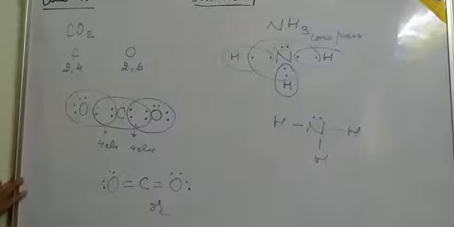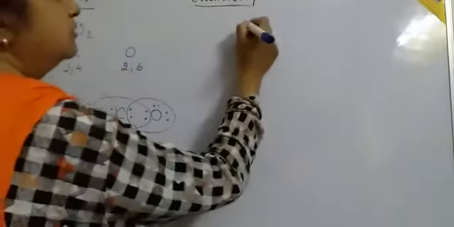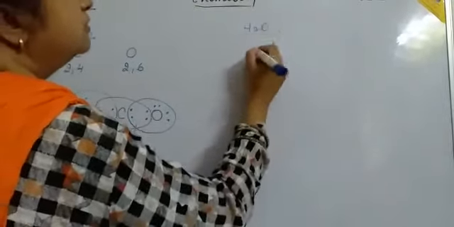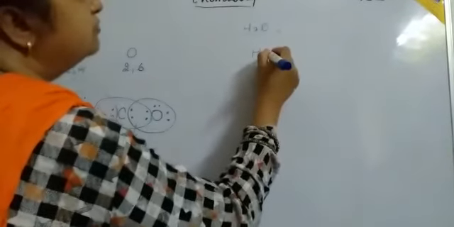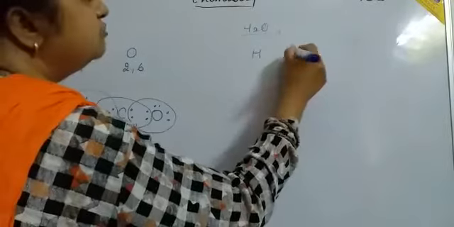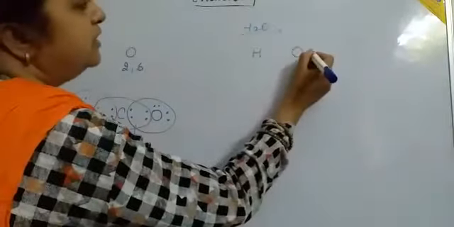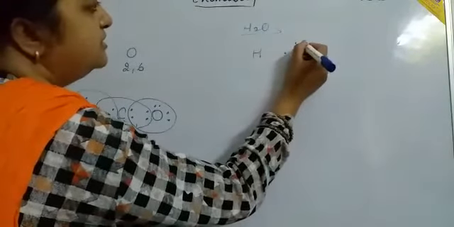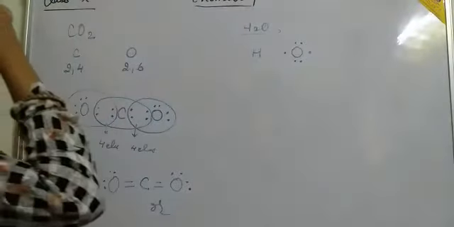Next example is water. Try to make the electron dot structure of water, H2O. For water, there are 2 hydrogens. So for 1 hydrogen, oxygen needs to share how many electrons? 2 electrons. So 1 electron this side and another this side. And write the rest of the electrons in pairs like this.